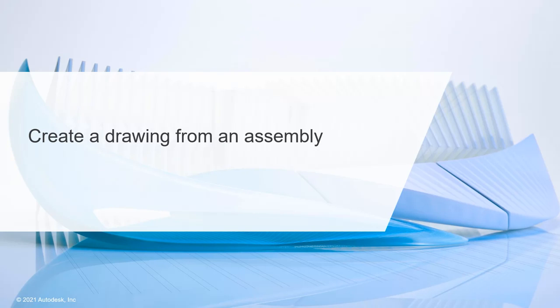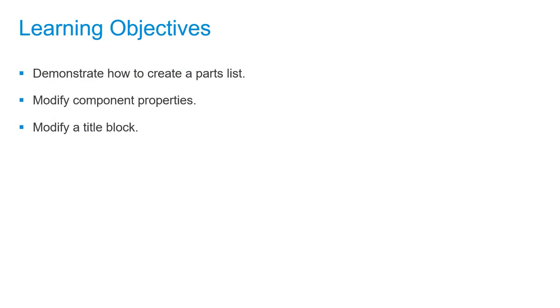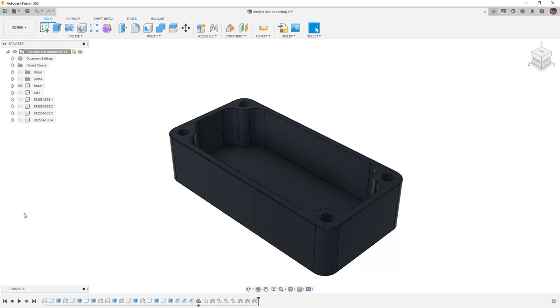Create a drawing from an assembly. In this video, we'll demonstrate how to create a parts list, modify component properties, and modify a title block. In Fusion 360, we want to carry on with our simple box assembly.